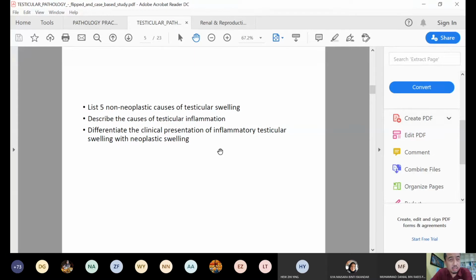So all testicular swelling is neoplastic until proven otherwise. Just think about it that way. You have to think about the tumor, rule out the tumor first, and then you start to think of other differential diagnoses such as inflammation, varicocele, hydrocele, and things like that. So you do other tests to confirm it.